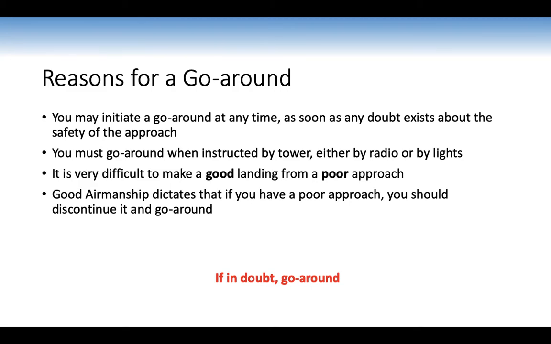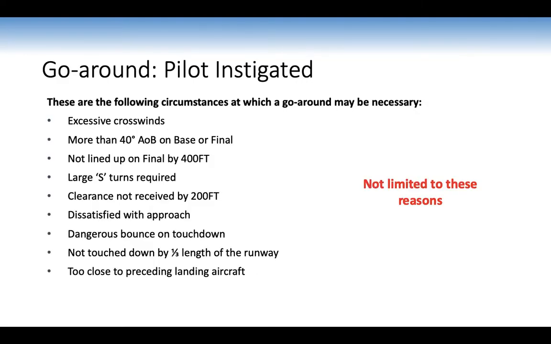It is very difficult to make a good landing from a poor approach. Only a good landing can be done from a good stabilised approach, and good airmanship dictates that if you have a poor approach, you should discontinue it and go around. So just because tower tells you you're clear to land doesn't mean you have to land. It's up to you as PIC to determine if it's safe enough to land. So if in doubt, take the safe option and go around.